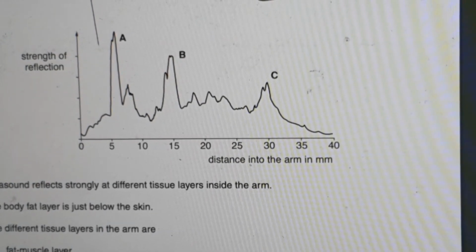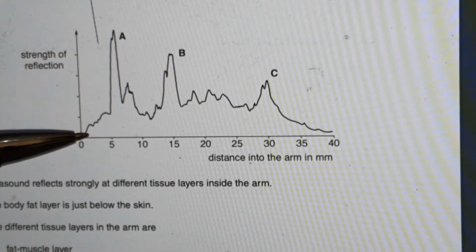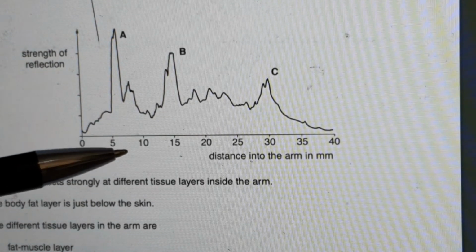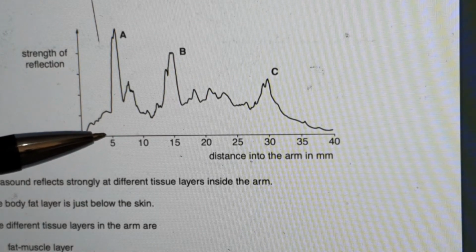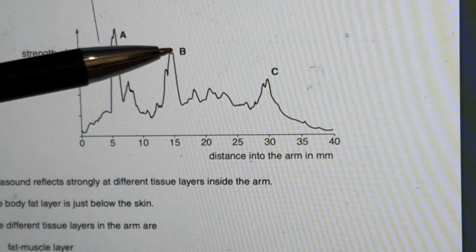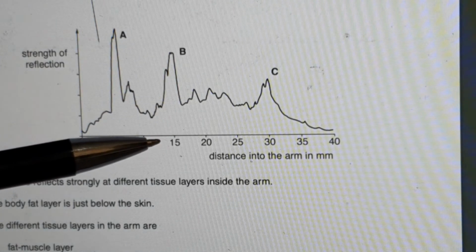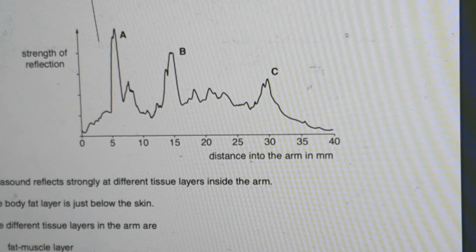And then you need to include some of the data. For A, you can see that it is above 5, so it's around 5 or 6. Peak B is around 15, and C is around 30. So you can talk about that.